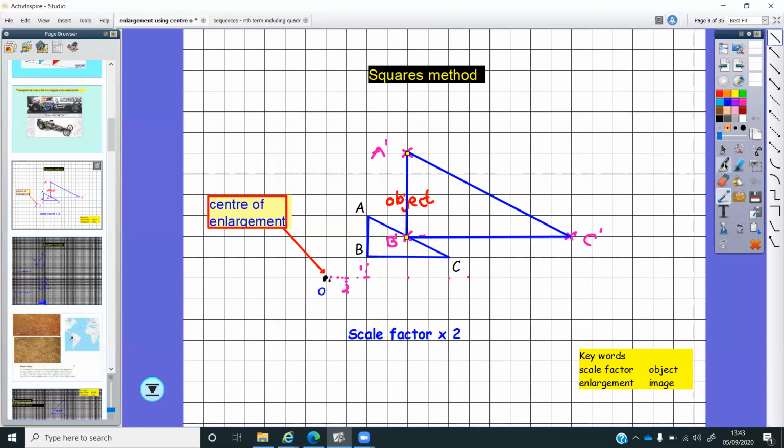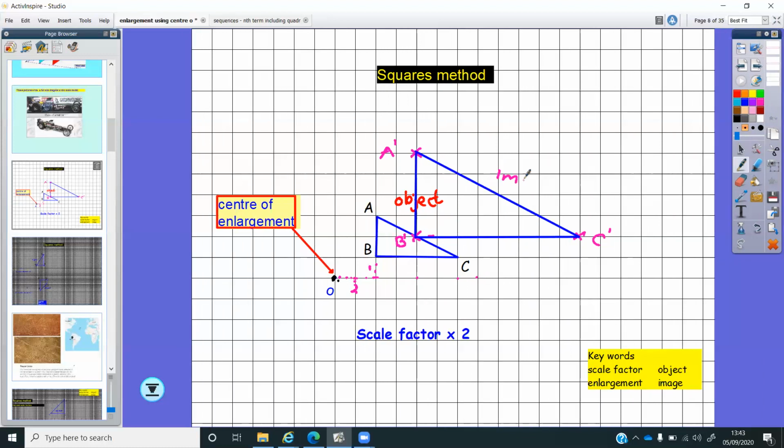So this is the image. I'm going to label this. You can see B to C was 2, 4, and B dash C dash is 2, 4, 6, 8. So it works, doesn't it? We've got 8 there, we've got 4 there. Now it's worth pointing out, to be doing it properly, the triangle which is the image, A dash, B dash, C dash, you could have that anywhere on the page. And that would still be an enlargement, but it wouldn't be an enlargement from this scale factor.